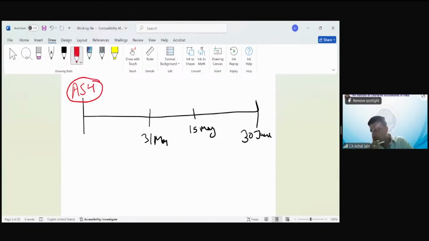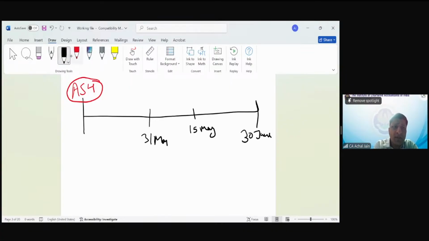Number two. Now you may be thinking that's fine, sir, as per AS4, we can always say it's a non-adjusting event. So the question may also ask you whether it is an adjusting or non-adjusting event. That's one way. If the question is only asking about the accounting treatment, okay, fine. Now you will answer that this is a non-adjusting event. So you'll have to record this in the next reporting year.